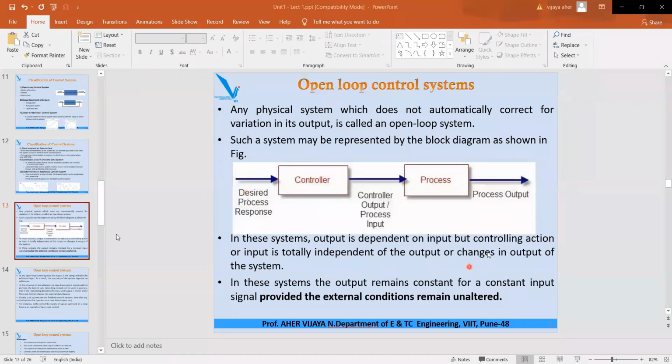But the controlling action or input is totally independent of output in open loop control system, or changes in output of the system. So in this system, the output remains constant for a constant value of input signal, provided there should not be any external disturbance or condition. Provided the external condition remains constant, unaltered, unchanged, that means constant. So this is what about open loop control system.